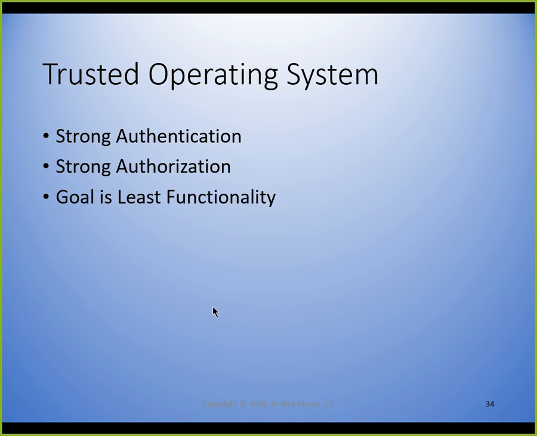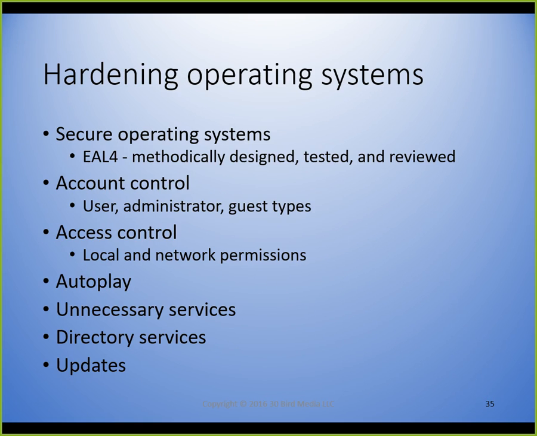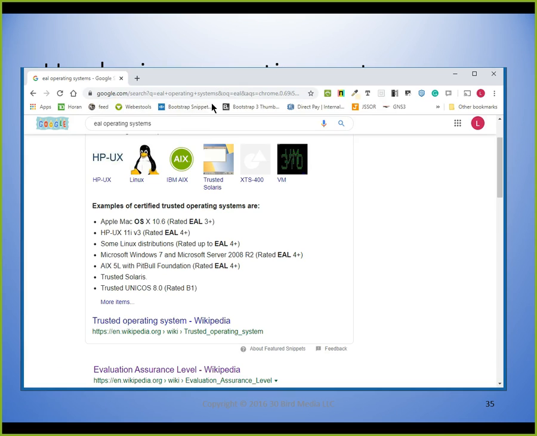Trusted operating systems: strong authentication, strong authorization, and the goal is least functionality, which kind of sounds like, do I really want to do that? Least functionality. I want to make my operating system as least functional as possible, and we really do, because it's just like the permissions that we want to give to users. We want to give them the least amount of permissions that they need to do their job. We want to give it the least amount of authority that it needs to do its job. Strong authentication and strong authorization. A secure operating system, and let me drag this search over here real quick.